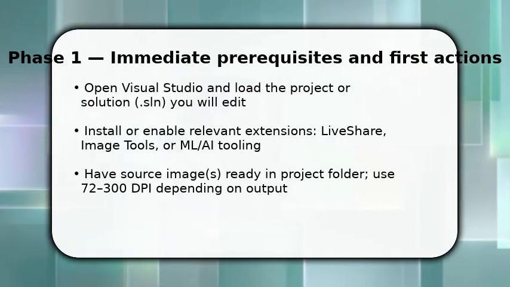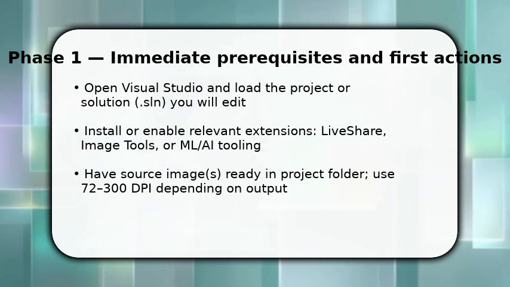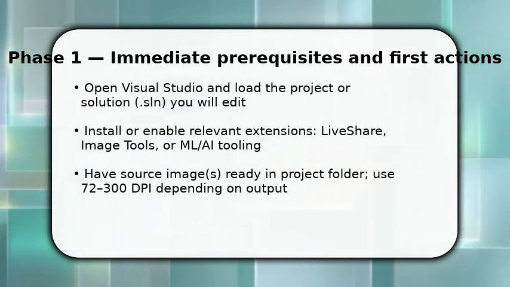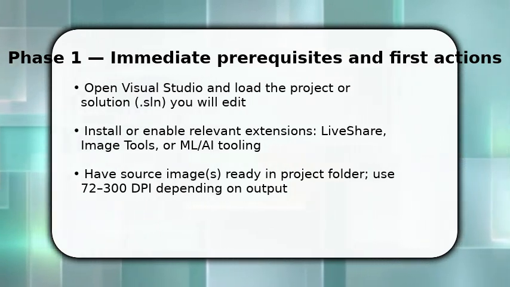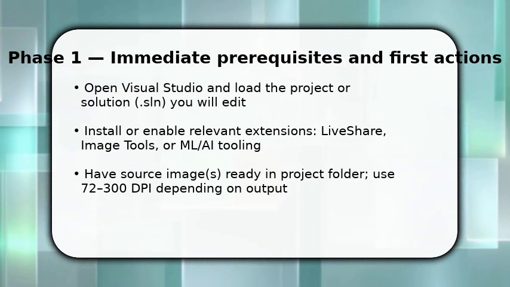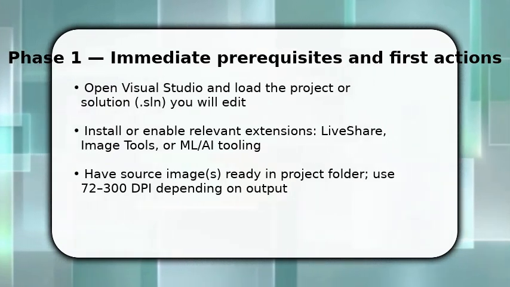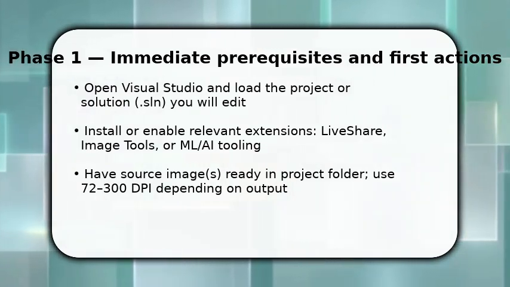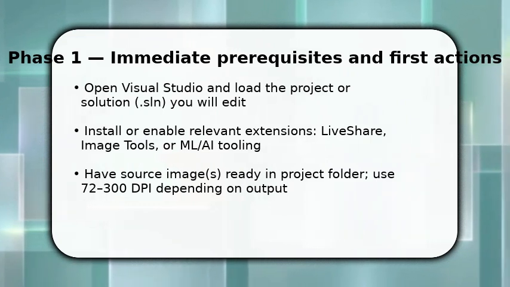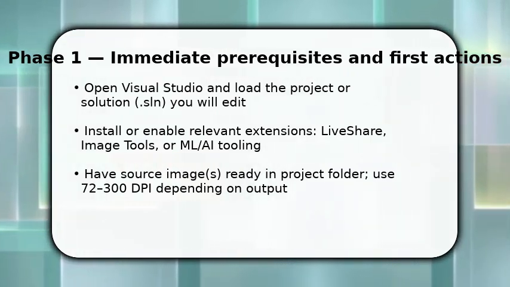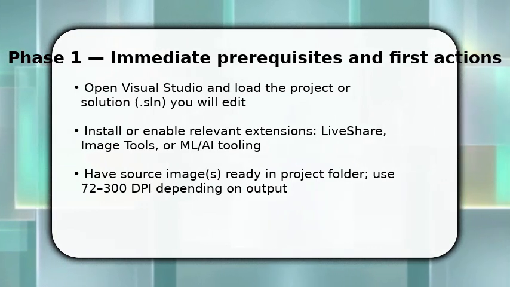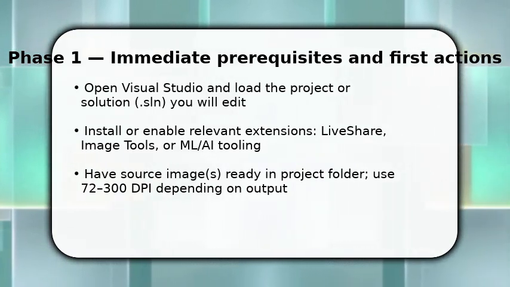You start by opening Visual Studio and loading the exact solution you will modify. Once done, make sure the image files are inside the project's Assets or Resources folder. Install or enable any image or machine learning extensions you need. They speed up background removal. Create a small test file and commit a backup branch before changing code. This prevents accidental data loss and lets you iterate quickly while keeping your workspace reproducible.